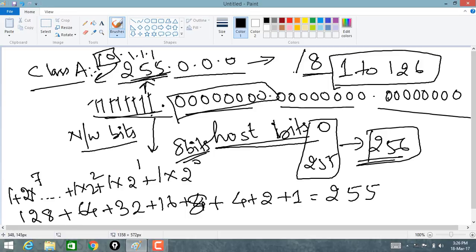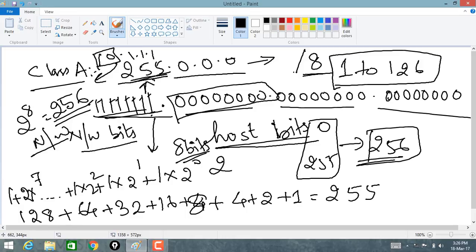So this is class A, and in this we can create 2 power 8, that means 256 networks, and the hosts will be 2 power 8 plus 8 plus 8, that is 2 power 24. So these many networks and hosts we can create by using the class A subnet mask. So here 256 networks and 2 power 24 will be the hosts.